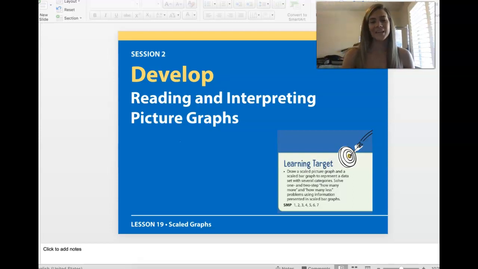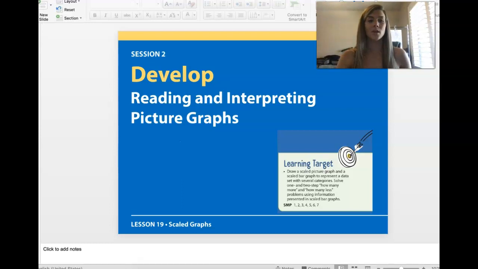Hey guys, we are going to keep working on our scaled graph lessons. So remember yesterday we talked about our learning target. Let's review. Today our learning target is still draw a scaled picture graph and scaled bar graph to represent a data set with several categories. Solve 1 and 2 step how many more and how many less problems using information presented in scaled bar graphs.